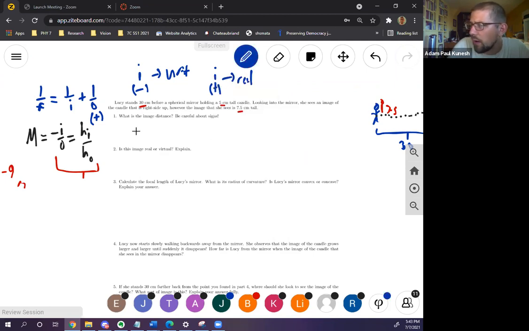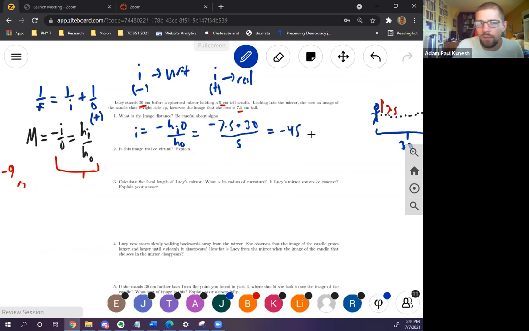So I'll rearrange. I is going to be negative the height of the image times the object distance over the height of the object. The height of the image is 7.5, the object distance is 30 centimeters, and the height of the object is 5 centimeters. It's 1.5 times 30, which is 45. I don't need calculators, I promise, I'm a physicist. So the image distance is negative 45 centimeters. With me so far?